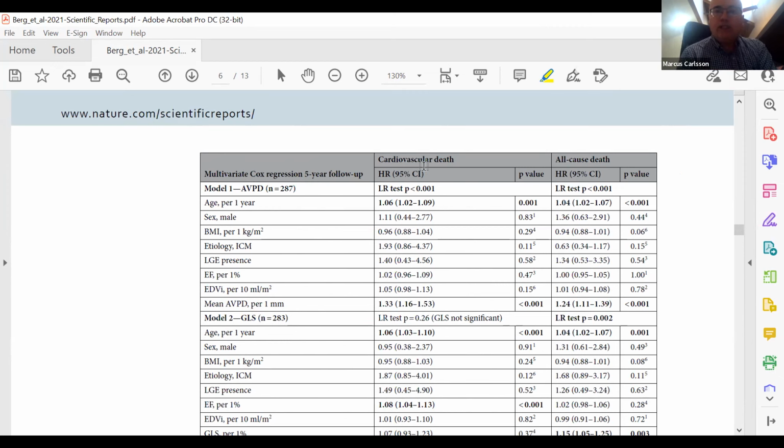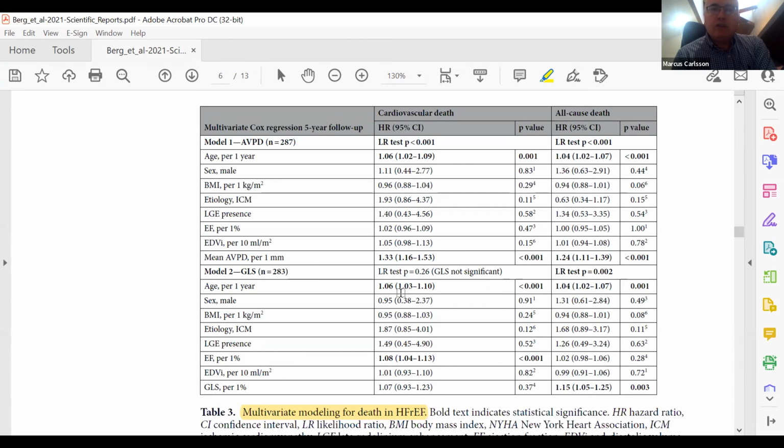So for cardiovascular death, we see that in the model where you add AVPD or MAPSE, there is a significant increase in prognostic power in the likelihood ratio test, with a hazard ratio for AVPD in the multivariate model of 1.33 per millimeter, meaning that there is a 30% increased risk of cardiovascular death for 1 millimeter decrease of AVPD. And that's over age and sex, etiology of ischemic cardiomyopathy, LGE presence, ejection fraction and left ventricular volume. For GLS, that was not significant in the same way when it comes to cardiovascular death. But if you look at all-cause death, then GLS was significantly associated with outcome.